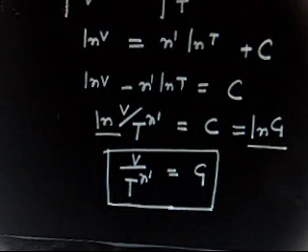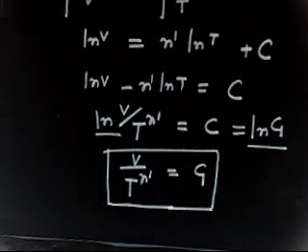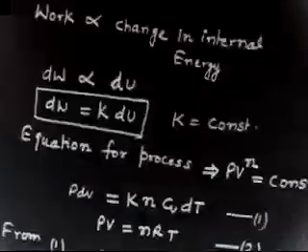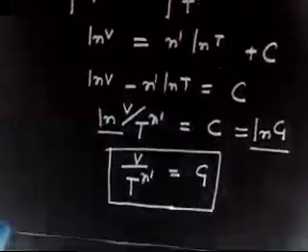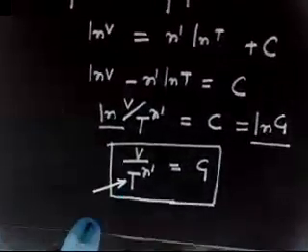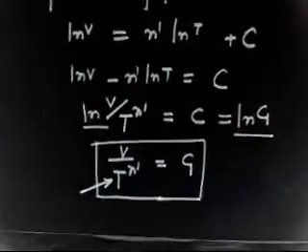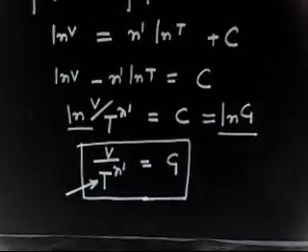Now I want my equation in terms of PV to the power n. So you see we have to prove PV to the power n is equal to constant. So this means I have to eliminate temperature. So there should be no temperature. So let us try to eliminate temperature using the ideal gas equation.